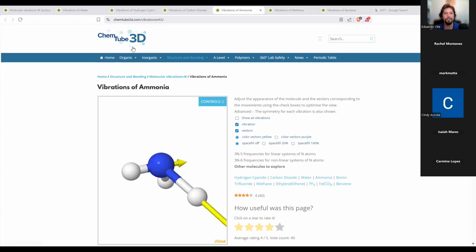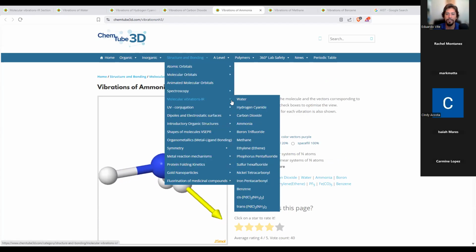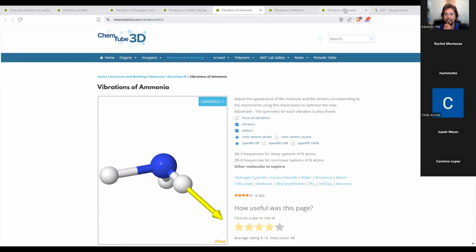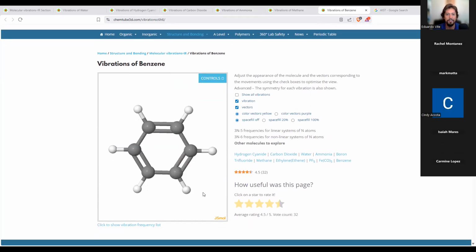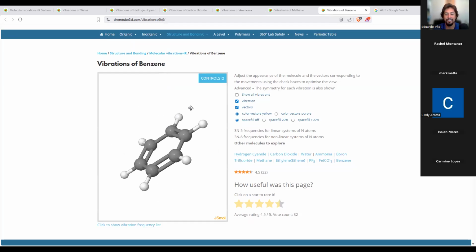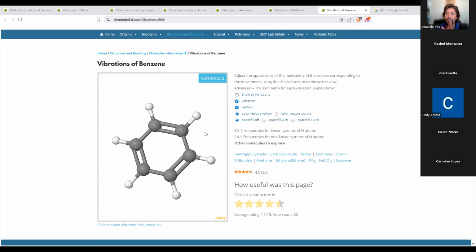So again, this website is called CHEM223A. You can just type it in on Google, CHEM223A. Go on structure and bonding, molecular vibrations. There's all sorts of molecules that you can play around with. And I'll finish off with this one here, just so I can show you. Benzene, C6H6, right? Single double bond alternating, very symmetrical.